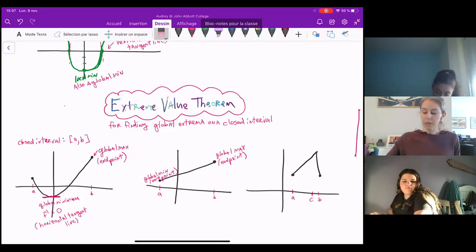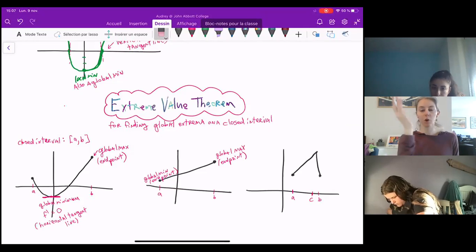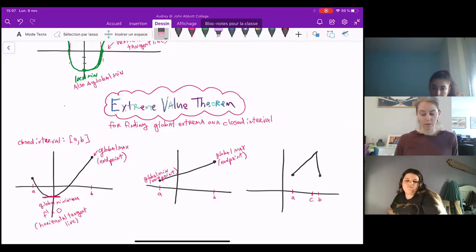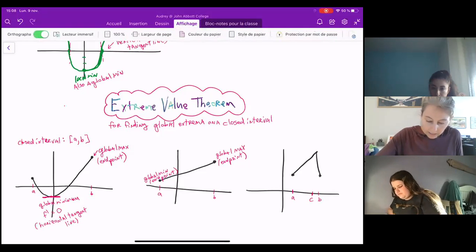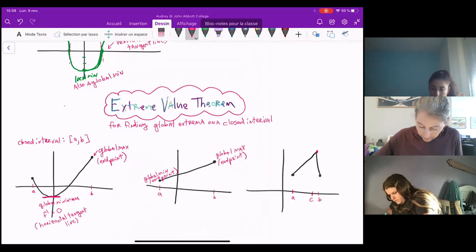C. Does this have a global max? Where is the global max, at what x value? So global max we're looking at here. Is it going to be C or is it going to be B? It's going to be the C. So that right there is my global max.